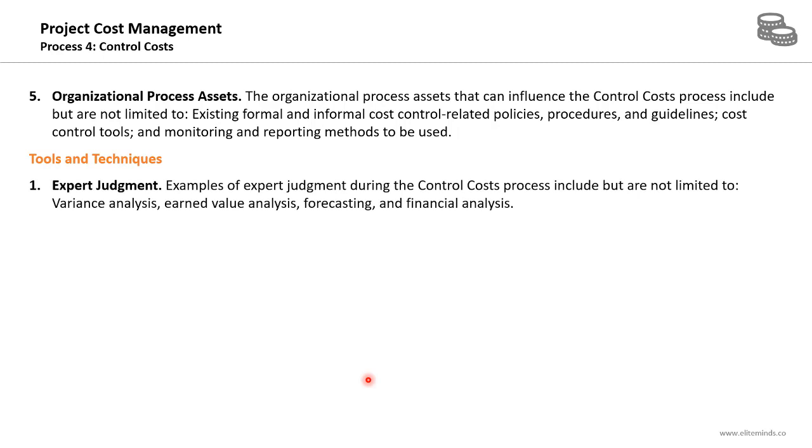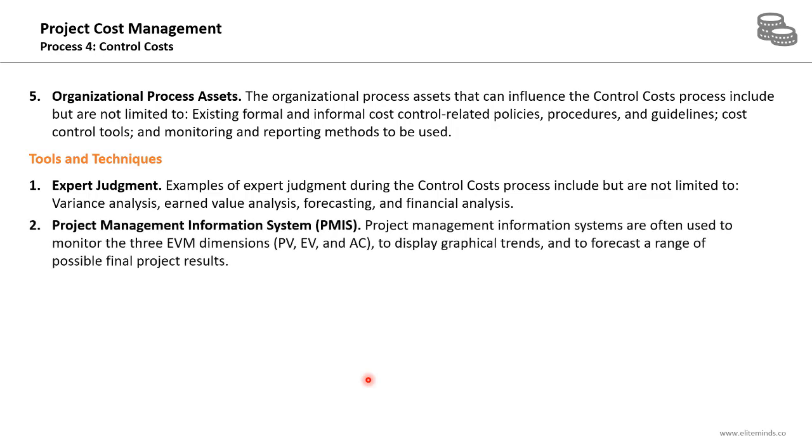Examples of expert judgment during the control costs process include the variance analysis, earned value analysis, forecasting, and financial analysis. Any individual or a group within your organization who have knowledge or experience in any of these topics can be used as part of the expert judgment technique.